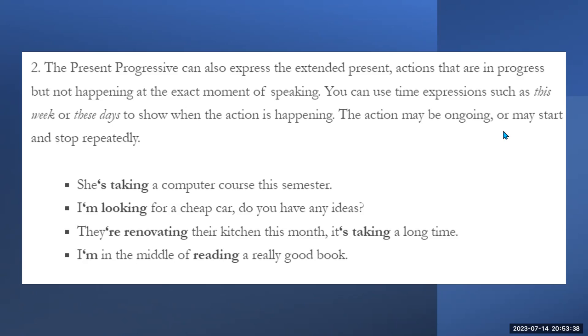Okay, the next example, they're renovating their kitchen this month. It's taking a long time. And the last one, I'm in the middle of reading a really good book. Okay, what can you tell me about these examples? ¿Qué me puede decir usted de estos ejemplos?